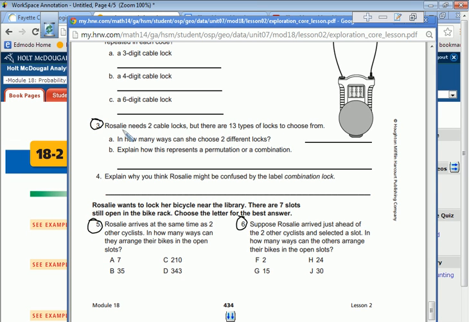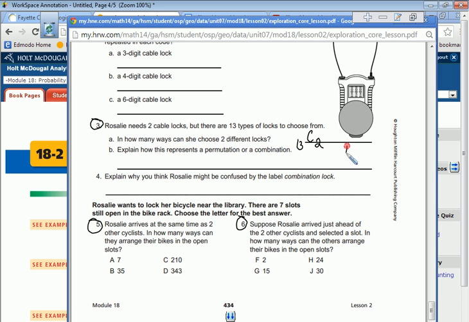Okay, Rosalie needs 2 cable locks, but there are 13 types of locks to choose from. How many ways can she choose 2 different locks? We're just picking locks. We're not picking combinations. Let's see what order. So if we're just choosing 2, we're not assigning them any roles. Would this be a permutation or a combination? Combination. So it would be the combinations of 13 choose 2.